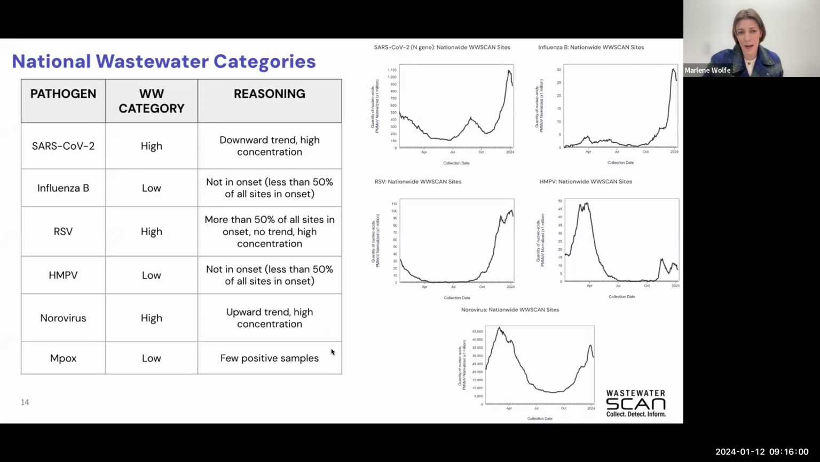RSV is also in the high category. We have more than 50% that had that onset. We have no trend right now, so things are staying flat and at a very high concentration. So we're at high levels right now and staying there at this point. RSV is still something that we're definitely keeping an eye on.